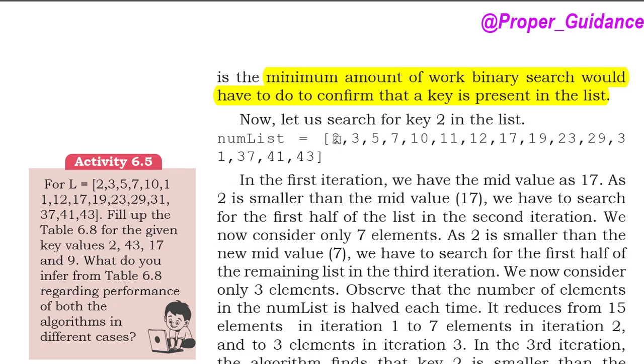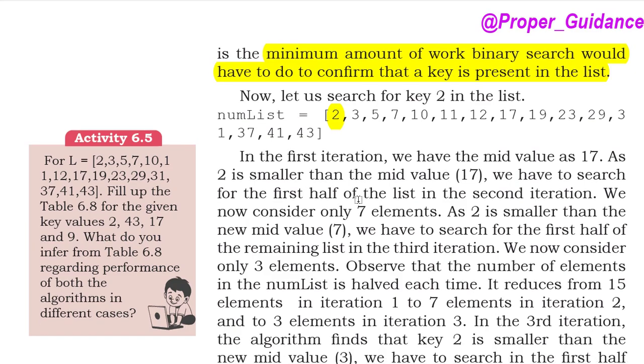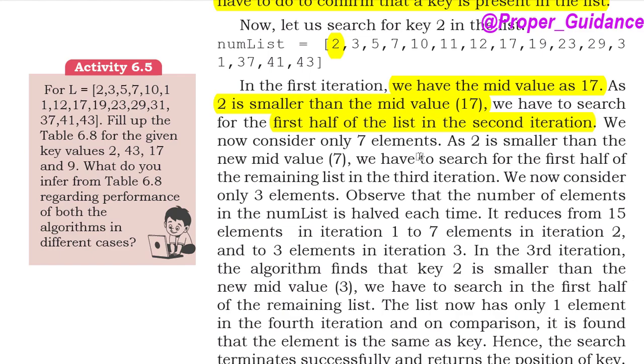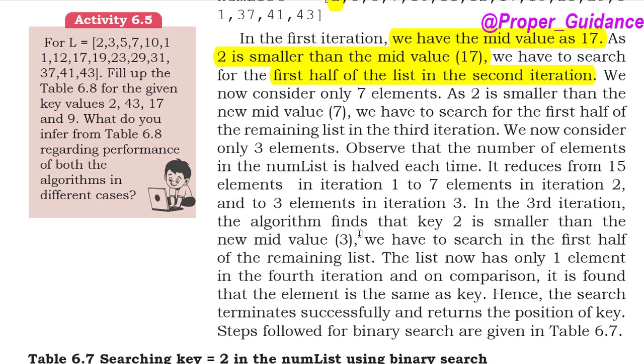Now see, 2 is the first element of the list, and if we run the iteration here, we have the mid value 17. As 2 is smaller than 17, it is obvious that 2 is in the first half. We have to search the first half of the list in the second iteration. We now consider only 7 elements, as 2 is smaller than the new mid value 7. We have to search the first half of the remaining list in the third iteration. We now consider 3 elements.